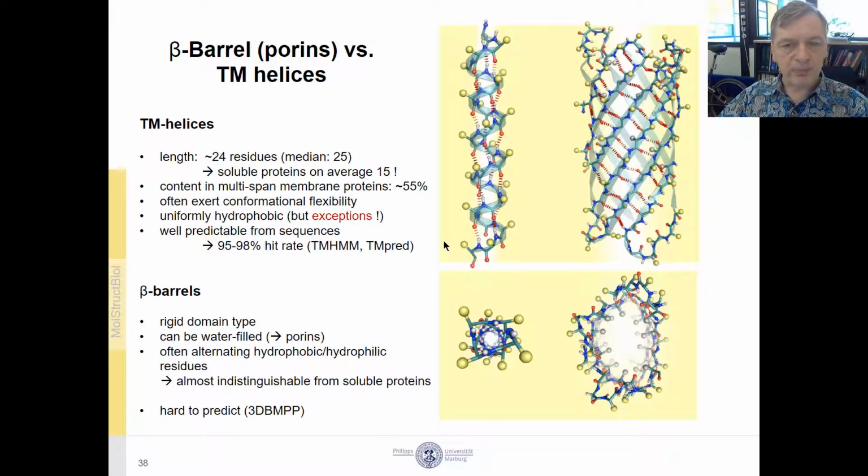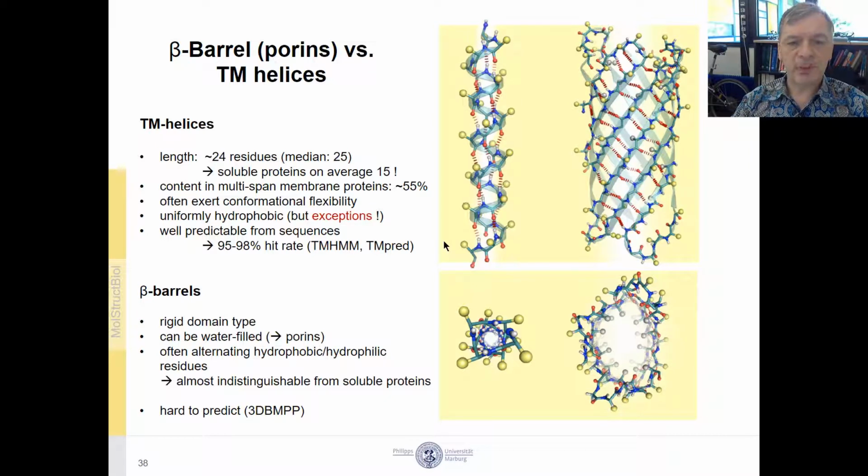A very good point about transmembrane helices is that we can predict them very well. The hit rate in prediction, when I have a sequence, is in the range of 95 to 98%. So when you have the sequence of a membrane protein, you can be damn sure that you can predict the number of transmembrane helices inside this protein. Apart, maybe, from highly inclined transmembrane helices, because they may be so long that you would erroneously predict 2 helices, whereas there's only 1. But you have a 95 to 98% hit rate.